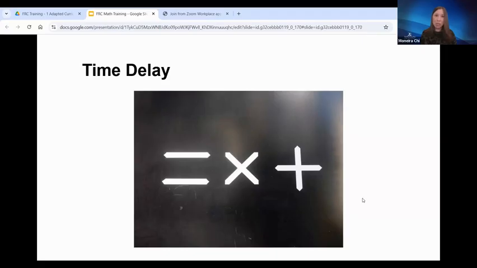So sometimes with children who are using devices, we need to give them up to 10 seconds of wait time in order to make a response. And I don't know if you've ever counted 10 seconds in your head, but that is a long time.